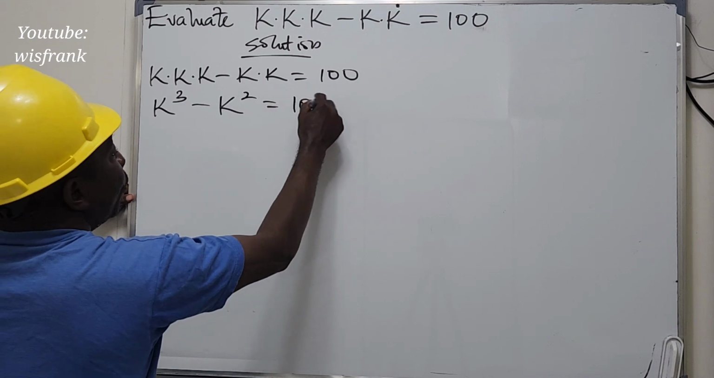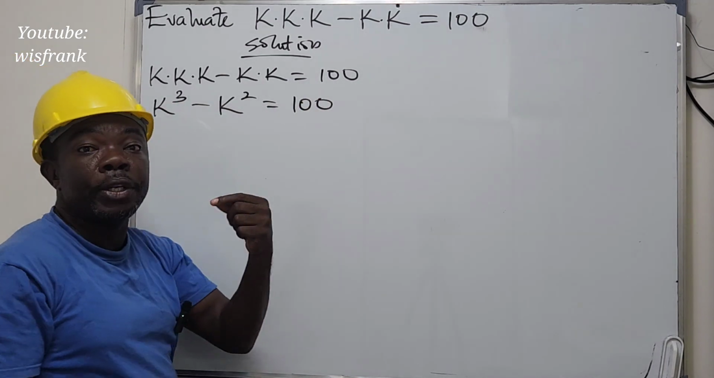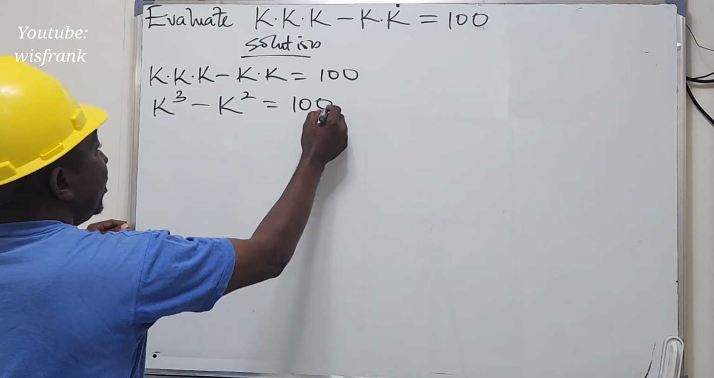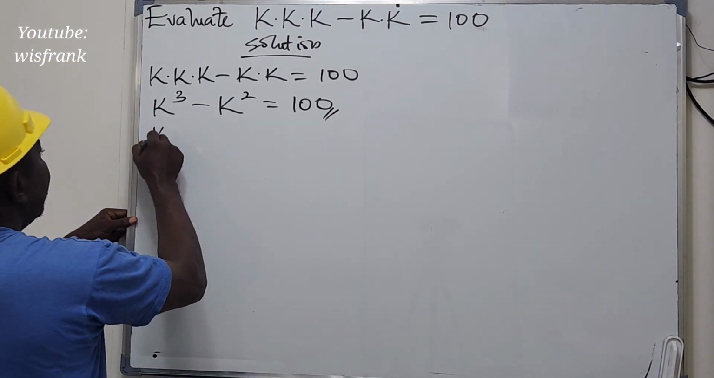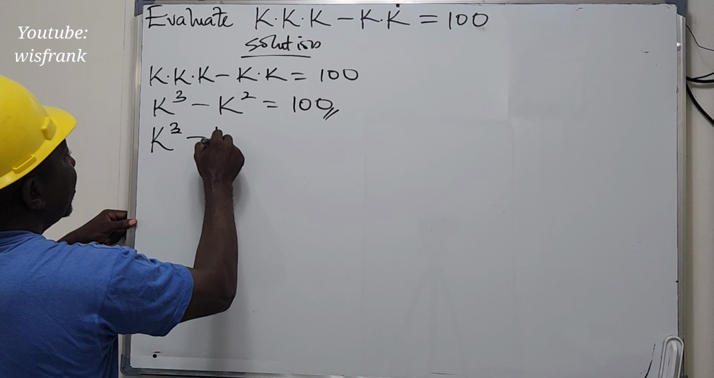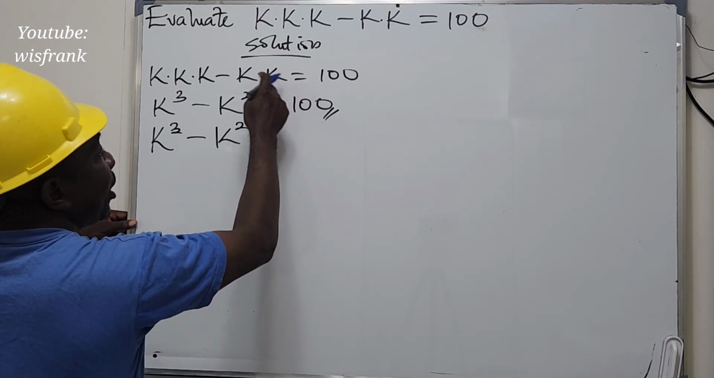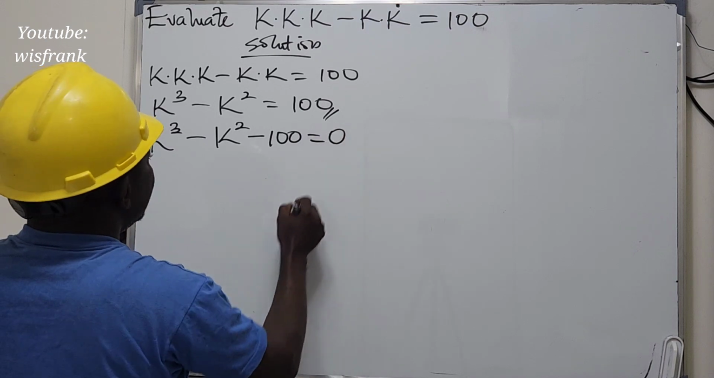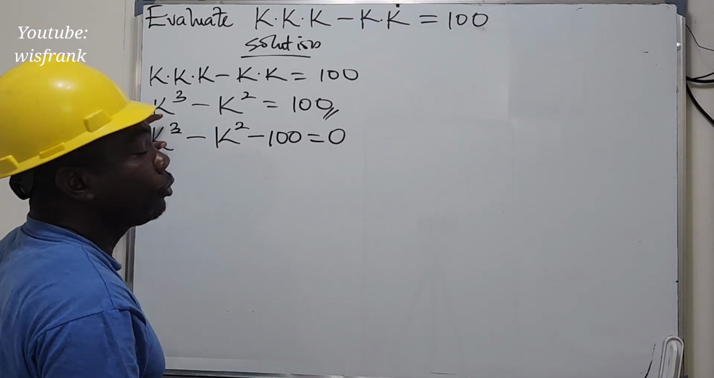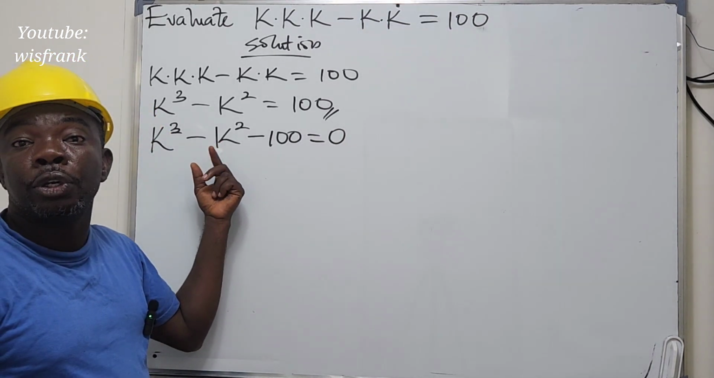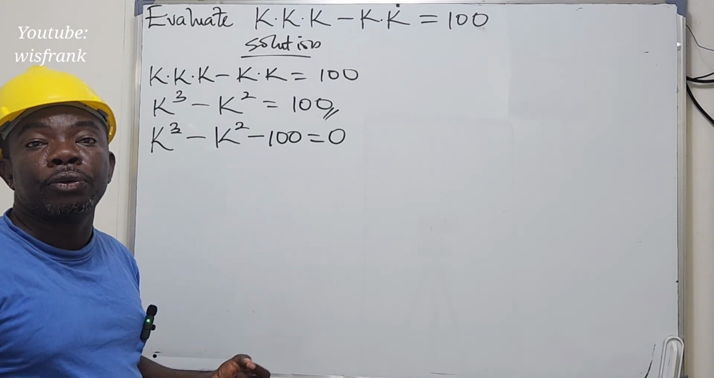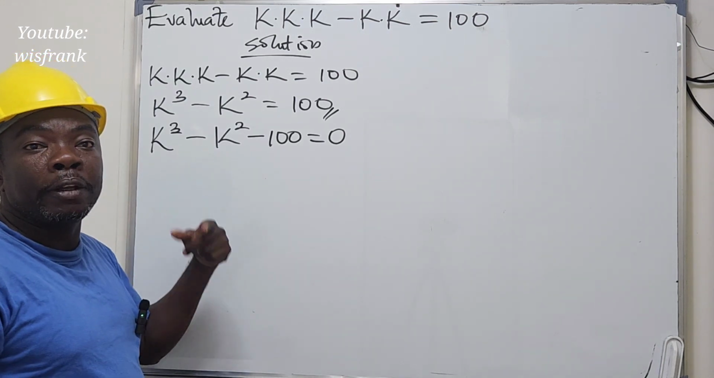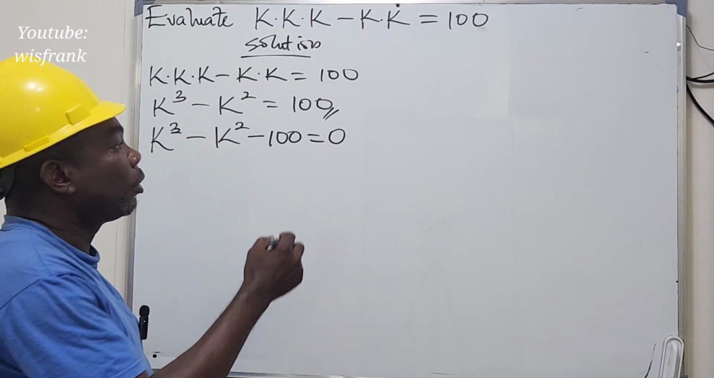So when we have this, what we need to do is transpose the constant to the left-hand side. So this is a constant. This will become k to the power of 3 minus k to the power of 2. When this is transposed to the other side, it becomes minus 100 equals 0. In this case, we have a power of 3 here and also a power of 2. What we are going to do is find the factors of 100 that will give a power of 3 and also a power of 2.